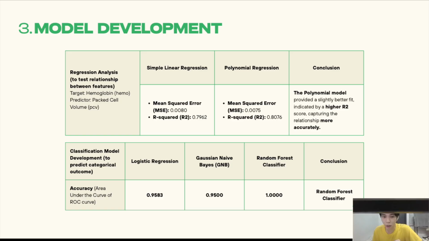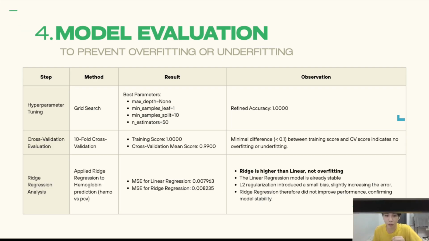We verified this robustness by using tenfold cross-validation. It obtained a mean score of 0.99. These results show and prove that our model is generalized and not overfitting. Our feature importance analysis also reveals that hemoglobin, specific gravity, and serum creatinine are the most critical indicators for the disease. So next I'll pass to Haziq for the demonstration.